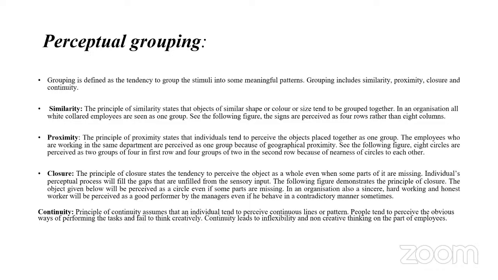Proximity refers to closeness, geographical closeness. Whichever stimuli are close by, we tend to perceive that they are all alike. So usually teachers think that all students who are sitting on the back bench are alike because they're all together. The principle of closure says that even if some parts are missing, we tend to fill those parts and perceive it as if it is complete.